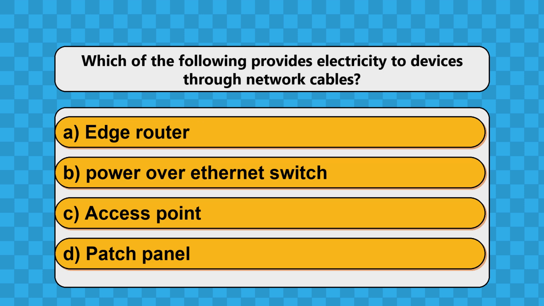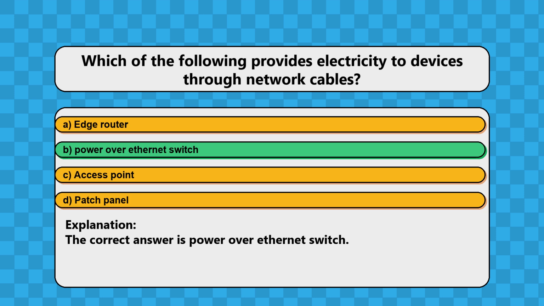Question 50. Which of the following provides electricity to devices through network cables? Option A. Edge router. Option B. Power over Ethernet switch. Option C. Access point. Option D. Patch panel. The correct answer is option B. Power over Ethernet switch.